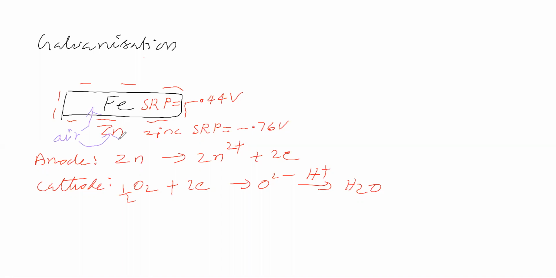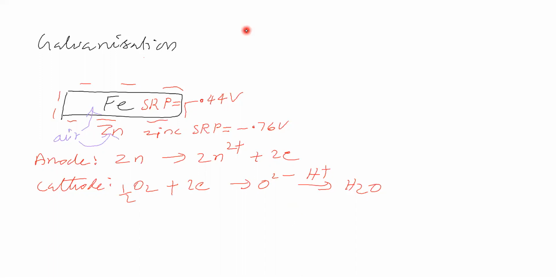Due to scratching, the atmospheric air is in contact with iron as well as zinc. Now what will happen? Whether rust formation will be there or not, that we will see. Air undergoes the cathodic process: oxygen takes 2 electrons and becomes O2 minus. O2 minus takes H plus and becomes water. For this cathodic process, electrons are consumed.